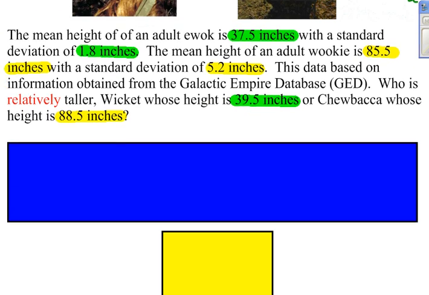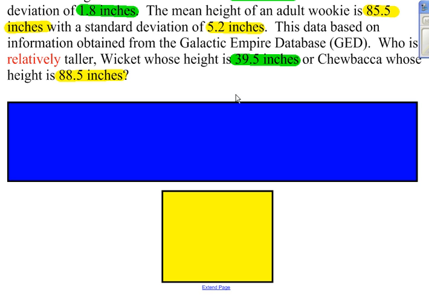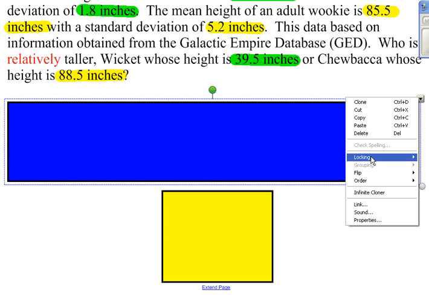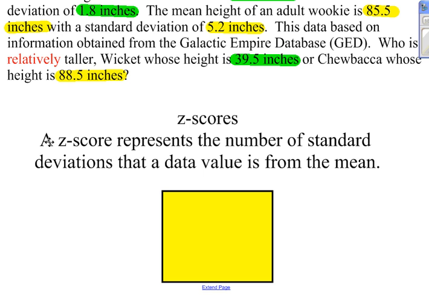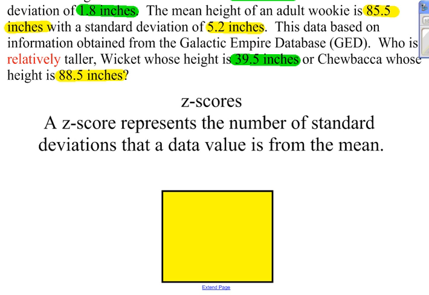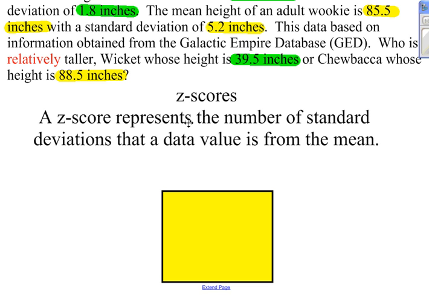Well, we have to use something called a z-score. Here's our definition of a z-score. A z-score represents the number of standard deviations that a data value is from the mean. So a z-score is like a ruler or a unit of measurement. A z-score represents the number of standard deviations that a particular data value is away from the mean.